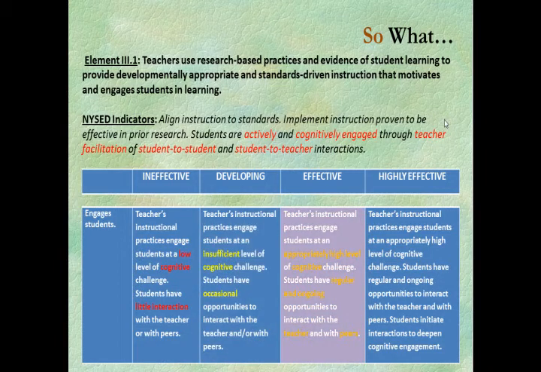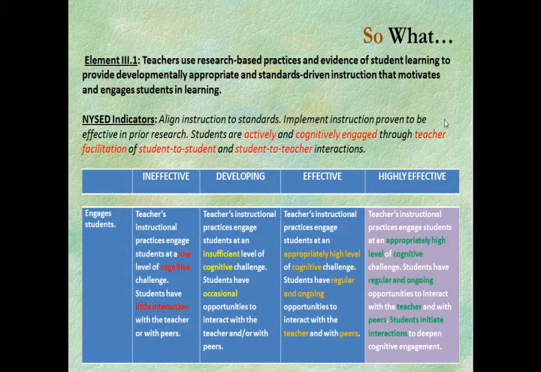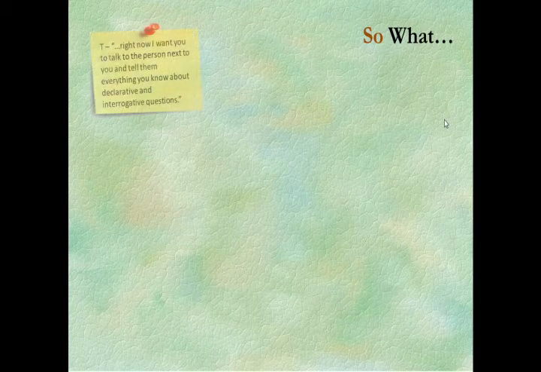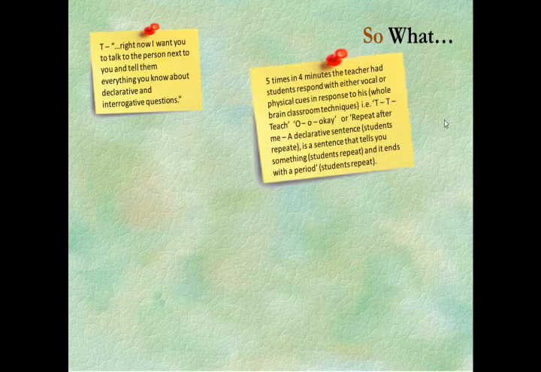As we move to the effective level, the wording changes to appropriately high level of cognitive, regular and ongoing, and teacher and peers. And at the highly effective level, we have appropriately high level, cognitive, regular and ongoing, teacher and peers, and students initiate interactions. So as you look back at the notes or observations you made, some of them may look similar to these.